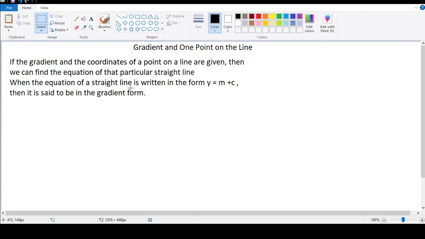When the equation of a straight line is written in the form y equals mx plus c, then it is said to be in the gradient form. So you will be given a gradient and a coordinate of a point that is on that line. We are going to be looking at three different examples for this topic here. So let me start by removing this and let's get into our first example.